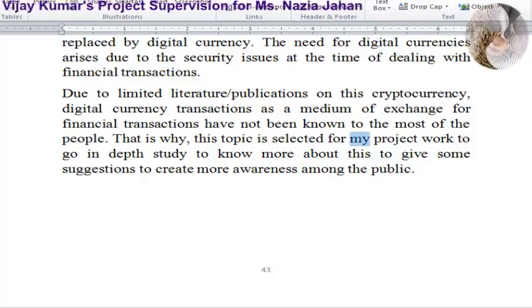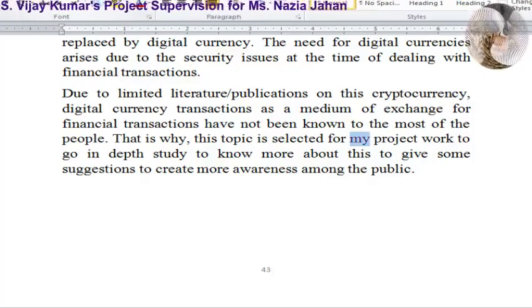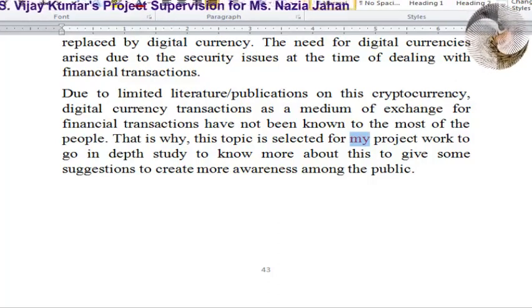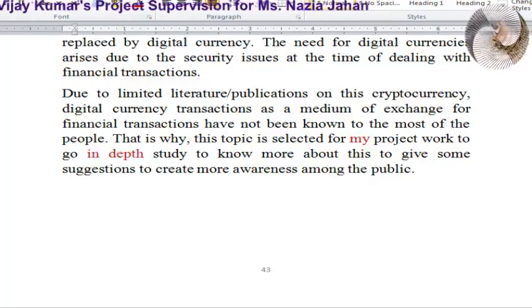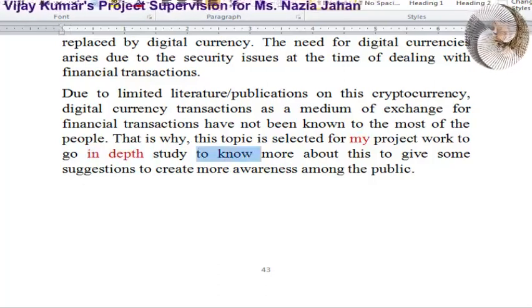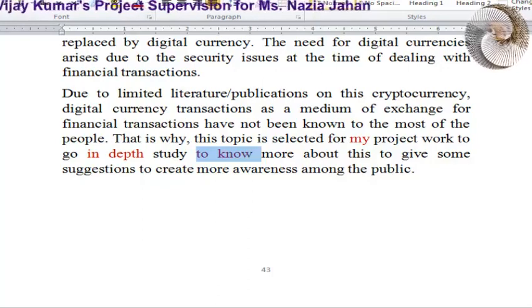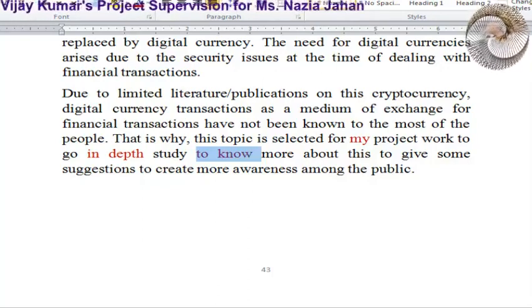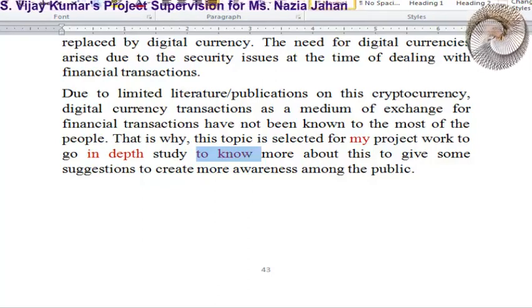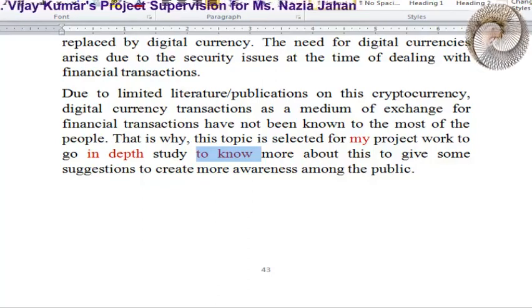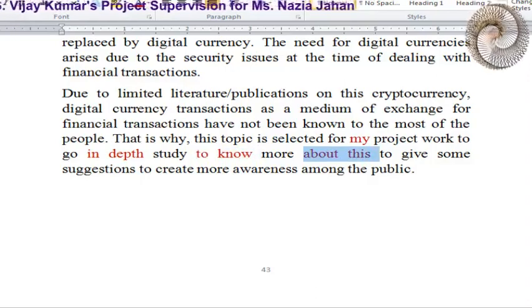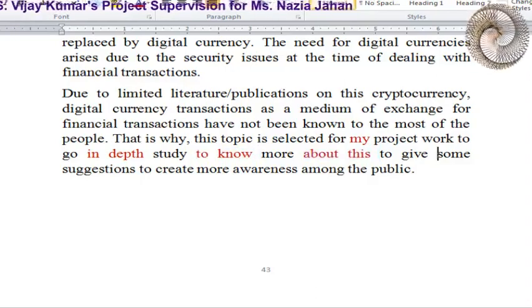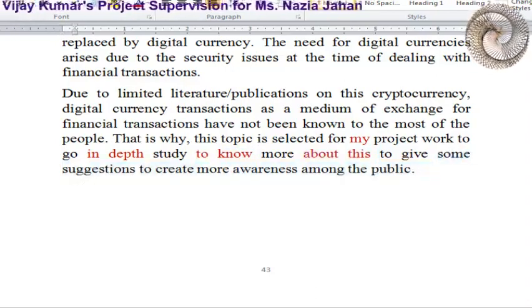My, it's a first person tone. Avoid this. For this project work, to go in-depth study. In-depth study, never write. You cannot make an in-depth study. To know more, to know also cannot be written. To find out, to measure, to analyze, to evaluate. To find out is the best. More about this. About this is a very vague sentence. To give some suggestions, to create more awareness among the people. You cannot create awareness.